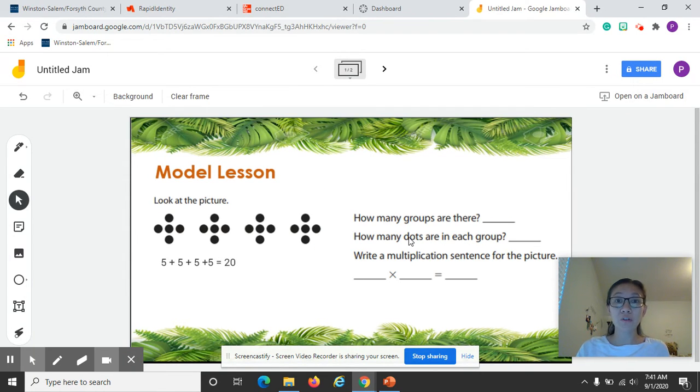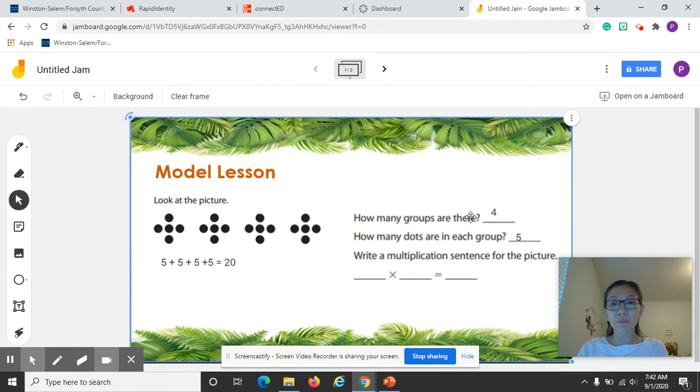One thing you have to take note of first is the number of groups that you have. So how many groups are there? As you can see, there are 1, 2, 3, 4 groups. So we're going to put 4. Next question, how many dots are in each group? As we counted earlier, we know that there are 5. Now, how do we make the equation using these numbers?